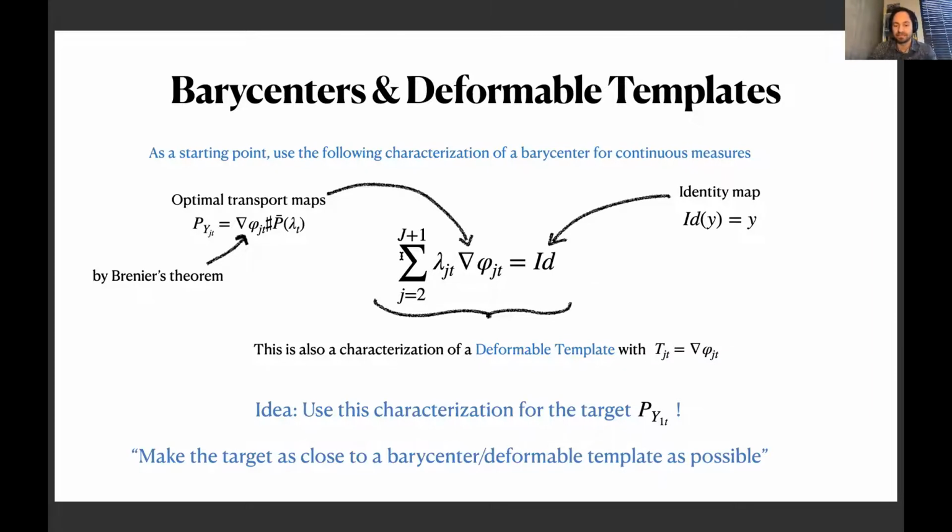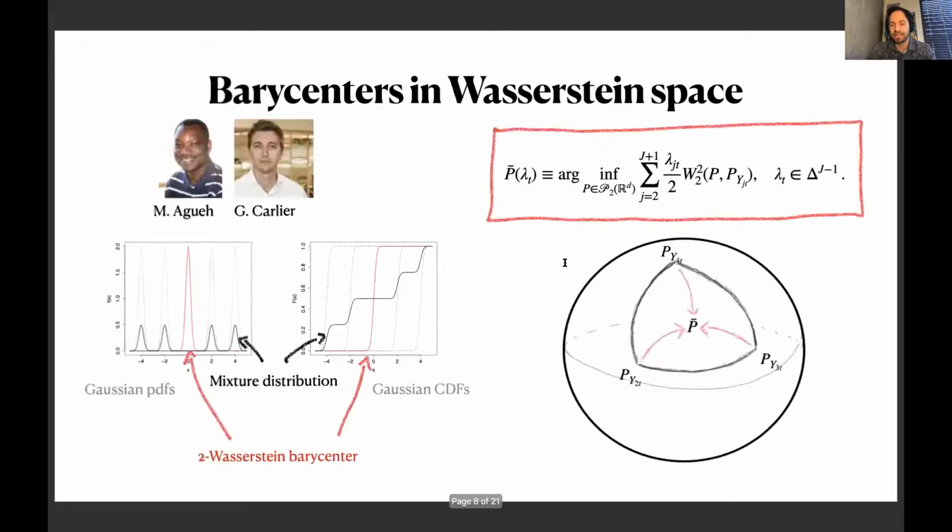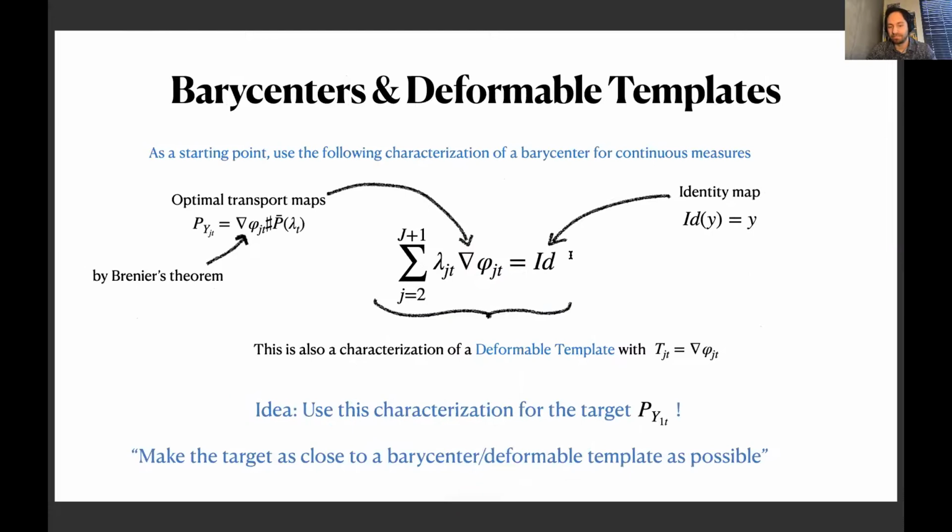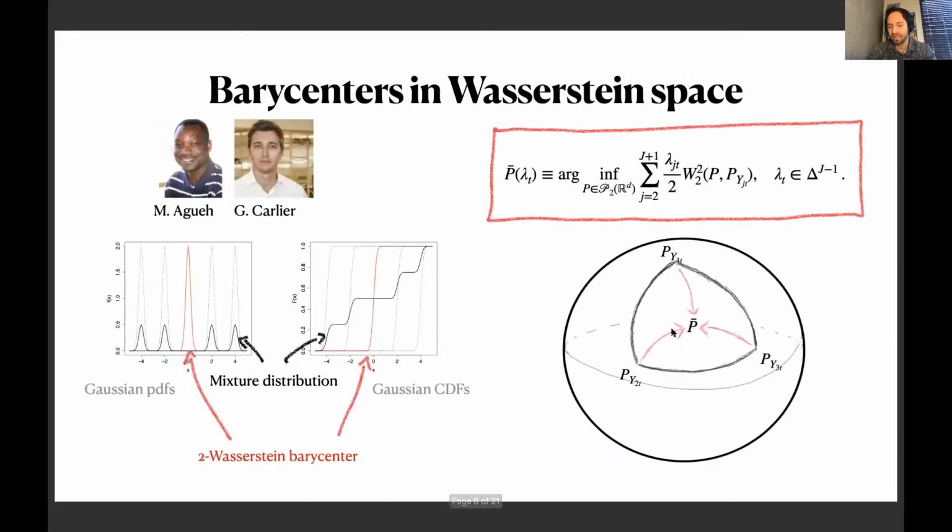But the idea here is that I use this characterization of my barycenter, meaning that instead of solving this complicated problem for my barycenter, Agueh and Carlier showed that the barycenter for given, fixed lambdas is defined by this simple equation, meaning that this is essentially the average of the optimal transport maps. The weighted average, for the given weights, of the optimal transport maps needs to be equal to the identity. And you can actually prove this.